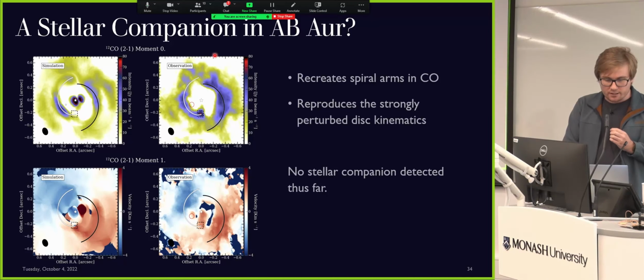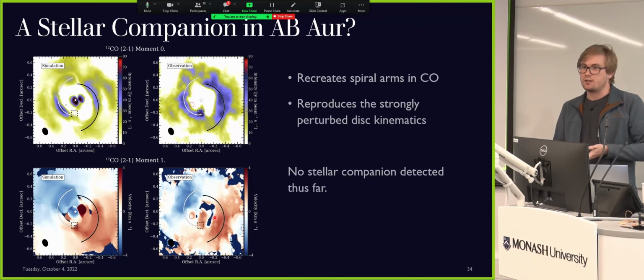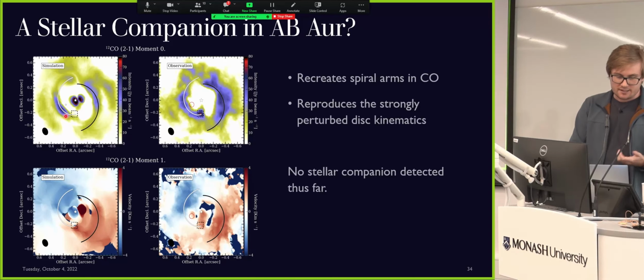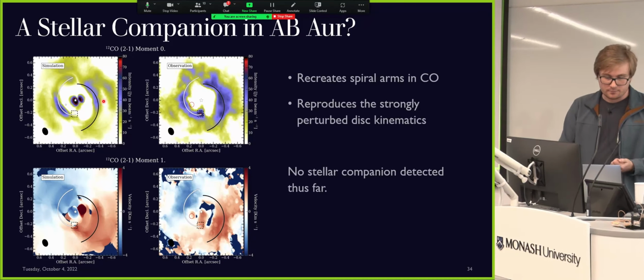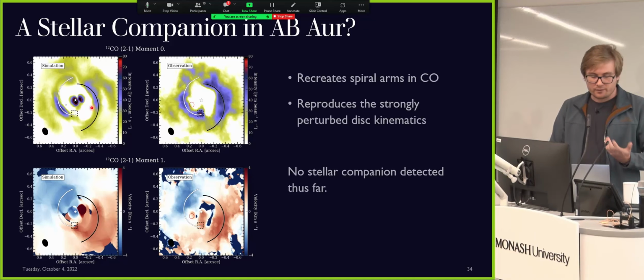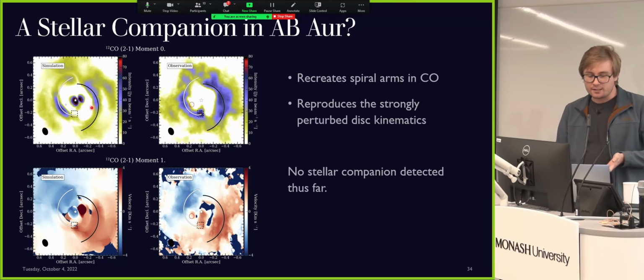So on the right column here are the observations. We have the spiral arms seen in carbon monoxide here and here. Also, we have the velocity field, and you can see very clearly that it's very strongly perturbed. So that's easy to recreate for a circumbinary disk model, but it's not for a planet model. So we can reproduce the spiral arms. We can also reproduce the perturbed kinematics.